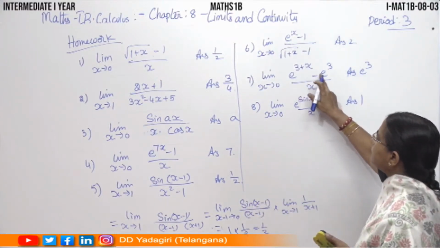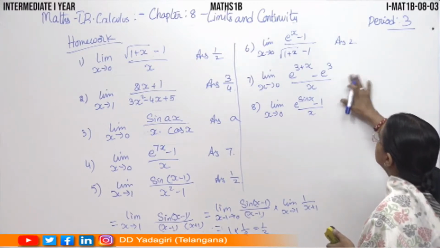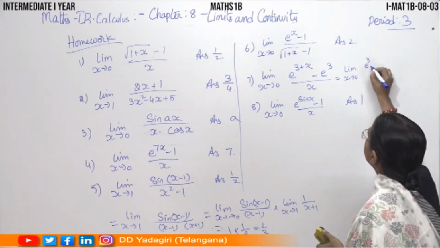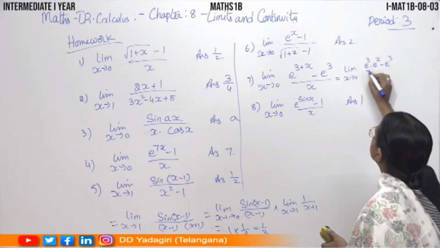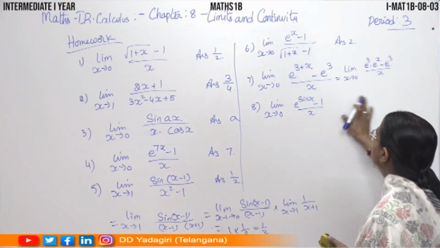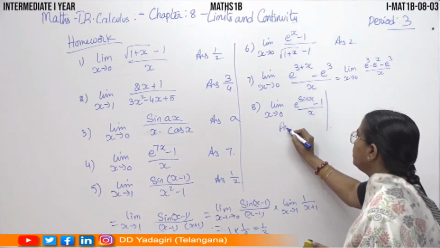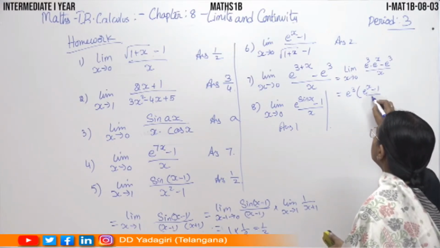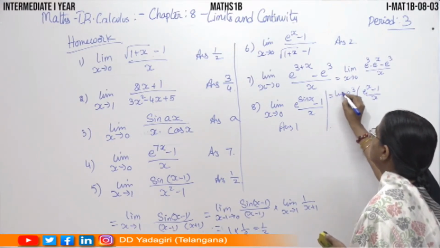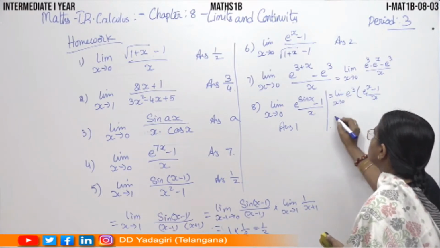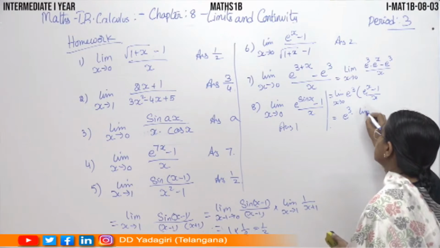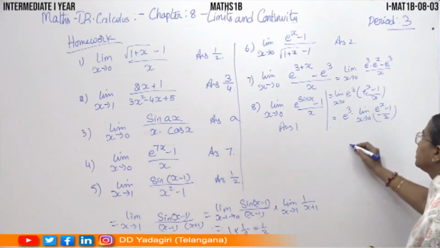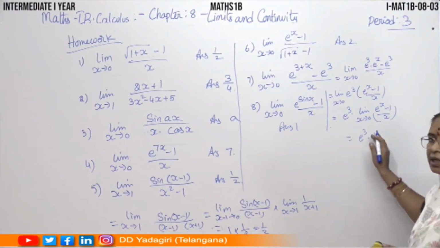Okay, now here how you do is the answer is e cube. So what you do is limit x tending to 0 of, you write e cube into e power x minus 1 by x. Take e cube common. For this the answer is 1. E cube is a constant number, so the limit e cube you can write outside. So e cube into limit x tending to 0 of e power x minus 1 by x, which is equal to 1, standard limit. So the answer is e cube into 1. So like this we do.